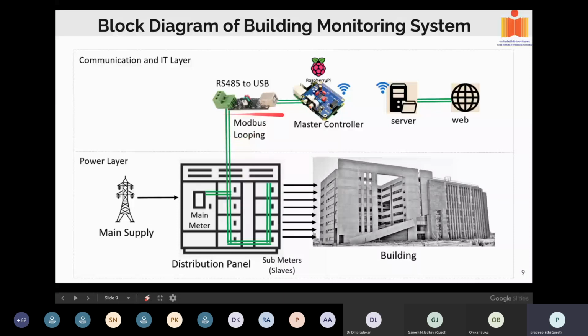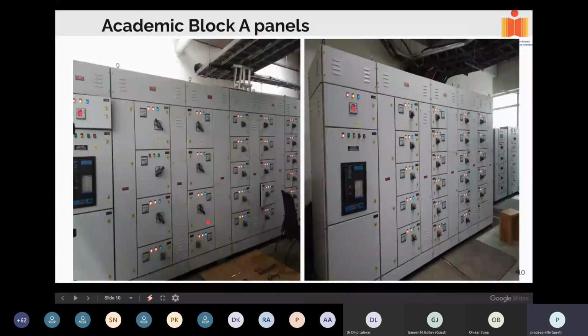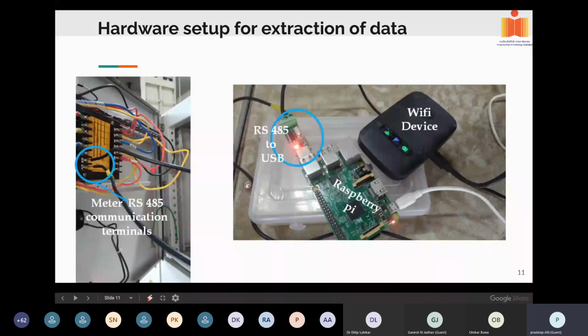The data comes to the master controller in the form of a text file that we are exporting to a server, and from there we are developing a website. So these are the pictures. This is how the meter looks, and this is the backside of the meter. One Raspberry Pi module, an IoT module, can extract data from more than 100 meters. If all the meters are located on the ground floor of that particular building, I can take the data from all the meters. So does that answer your question? Yes, sir.